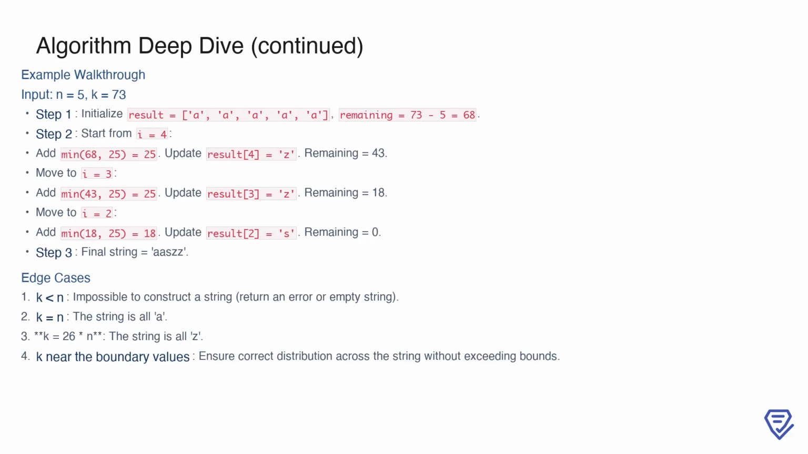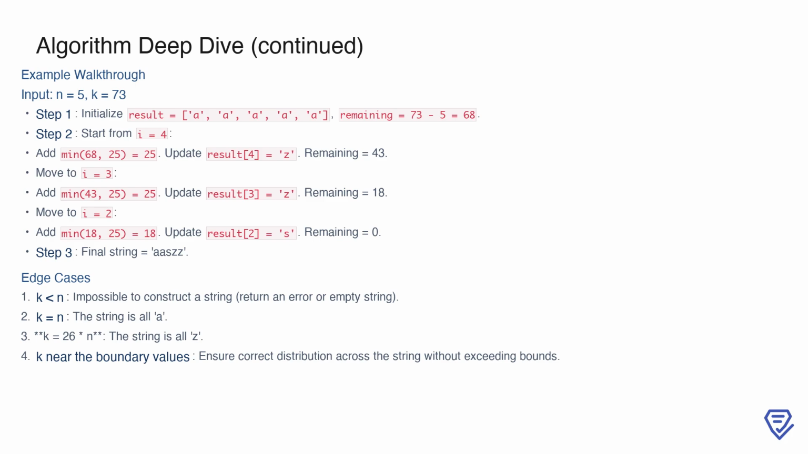Let's walk through an example to see the algorithm in action. Suppose the input is n equals 5 and k equals 73. First, we initialize the result as all a's and calculate the remaining value as 73 minus 5 equals 68. Starting from the last position, i equals 4, we add the minimum of remaining and 25, which is 25.